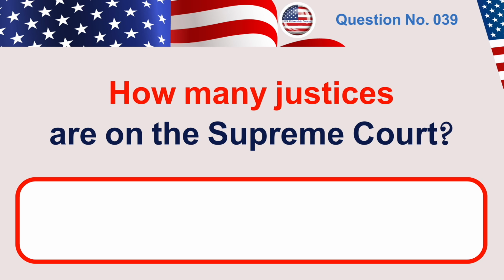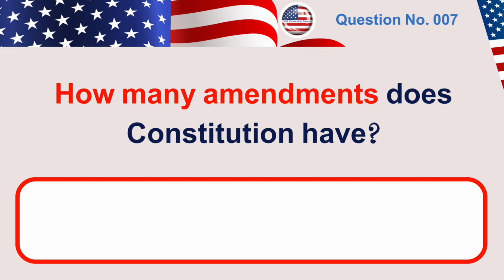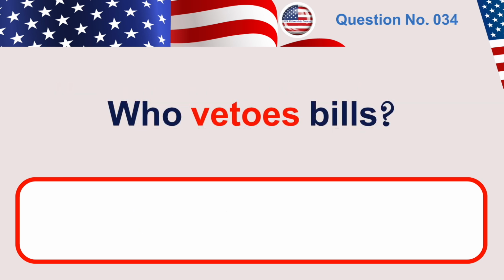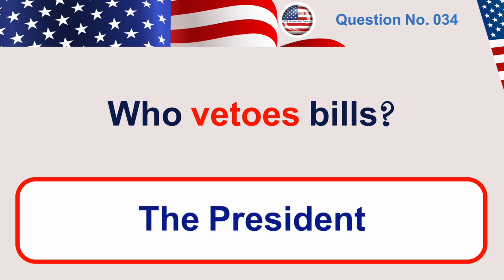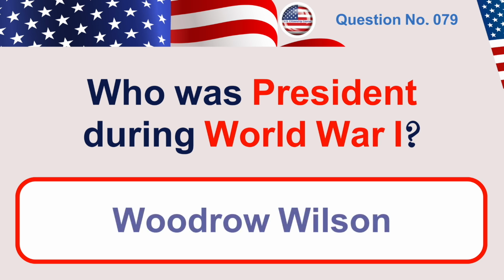How many justices are on the Supreme Court? Nine. How many amendments does the Constitution have? 27. Who vetoes bills? The President. Who was president during World War I? Woodrow Wilson.